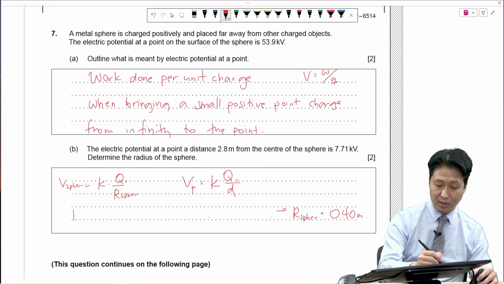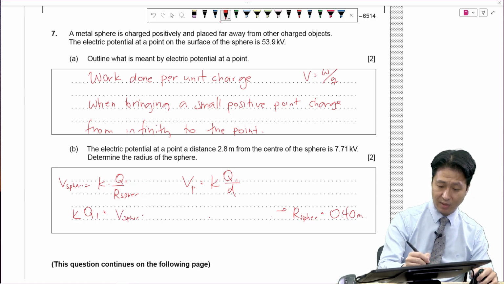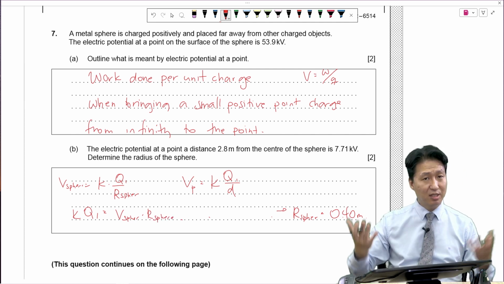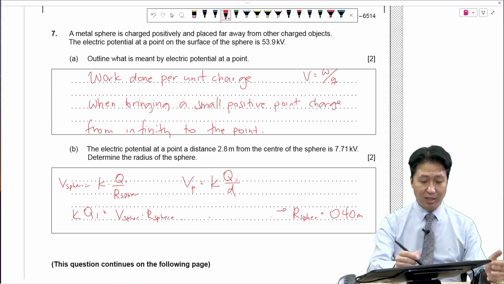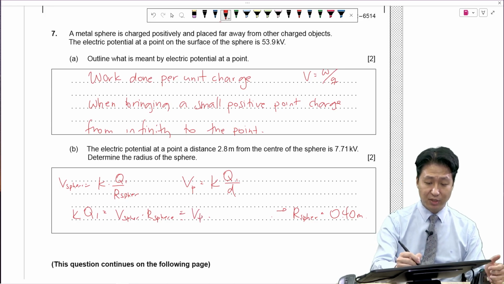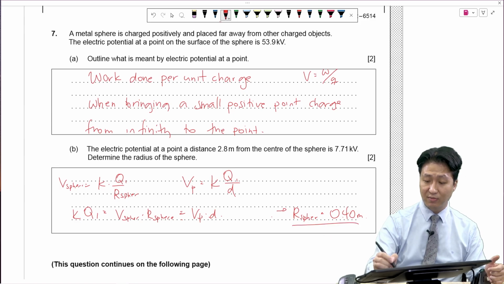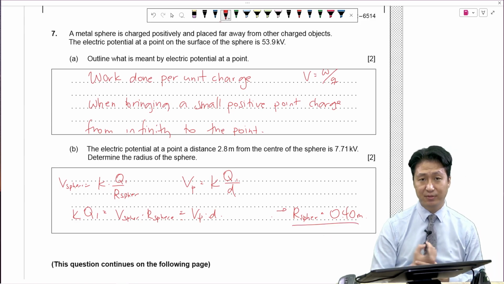You put K Q1 is equal to the voltage of the sphere times the radius of the sphere. And it turns out, in the end, it's the same result. This would still be equal to the voltage at point P times the distance D, and you will still get the radius of the sphere as being 0.40 meters.